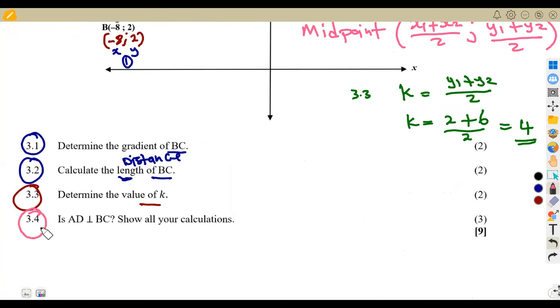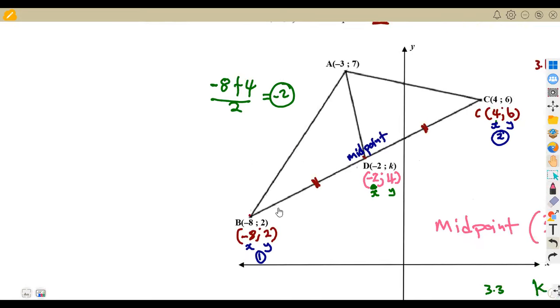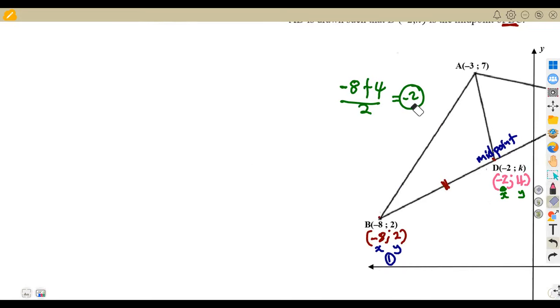Now they're saying on 3.4, is line AD perpendicular to BC? Show all your calculations. It's a question, they're asking you. So if you're asked, you have to prove whether it is true or not. Is it perpendicular or not? We want to prove, or we're asked, are these two lines perpendicular, AD and BC? Let us focus on line AD and BC.